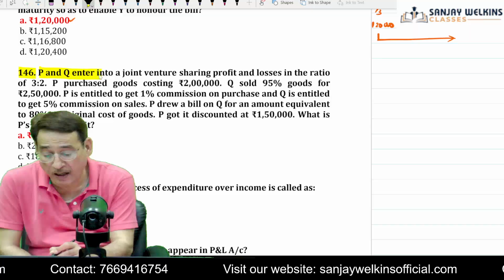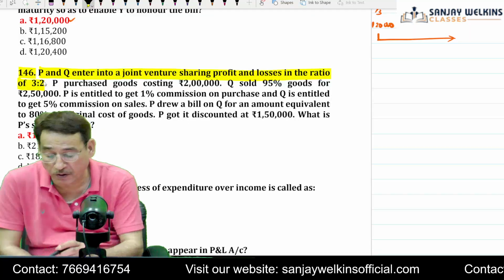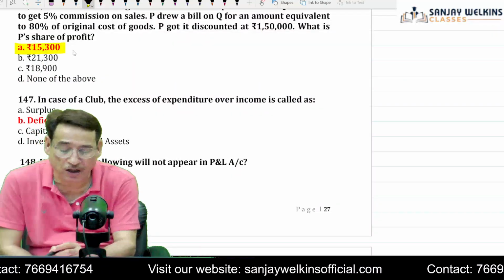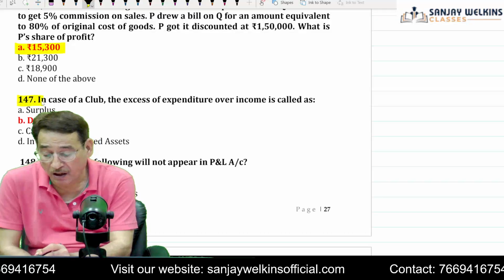146. P and Q enter into a joint venture sharing profits and losses in the ratio of 3:2. We have done this particular question, if you remember, earlier, and in that question the answer was 15,300. So 15,300 will be your correct answer.